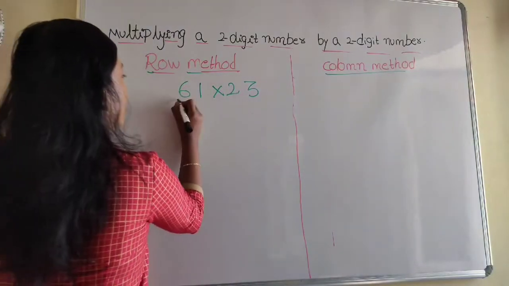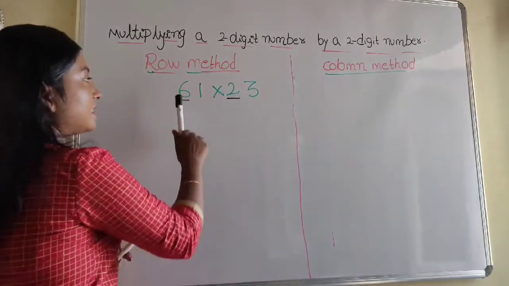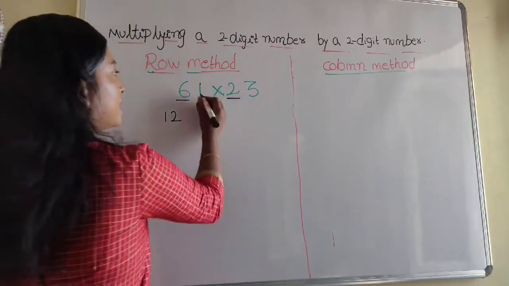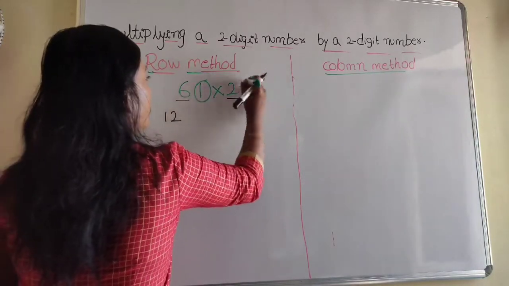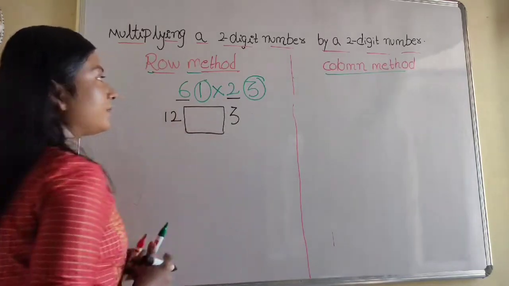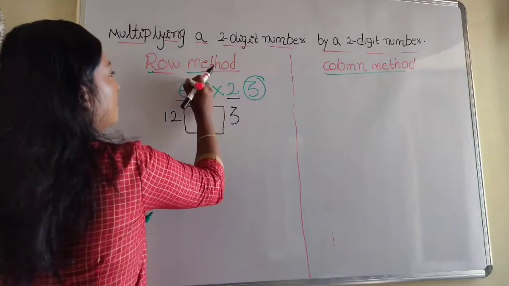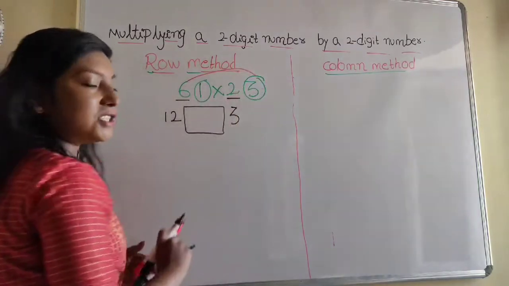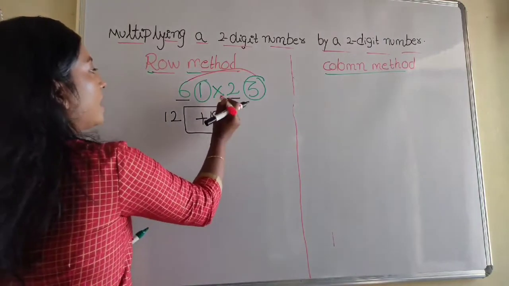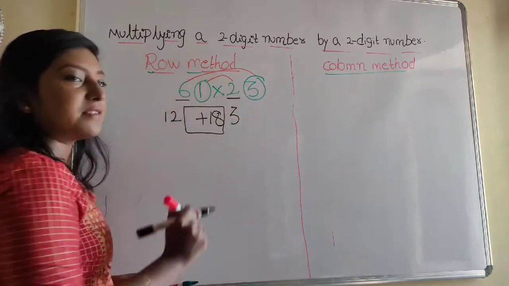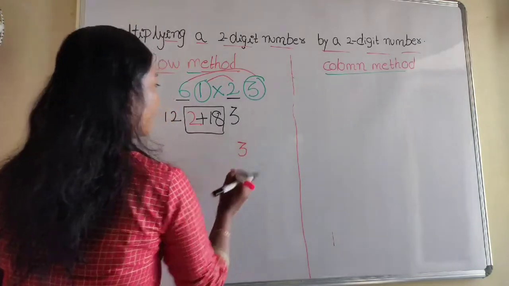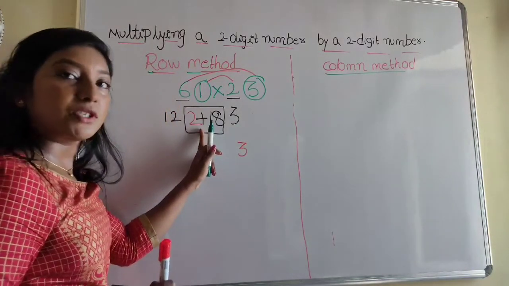So here first we are taking the first digits, that is 6 into 2 which gives 12. 6 into 2 gives 12. Next, 3 into 1 gives 3. Now finding the middle one. So here we have to multiply the extreme digits, that is 6 into 3 which gives 18, plus 1 into 2 which gives 2. So here get this 3 down, and 18 plus 2 gives 20.